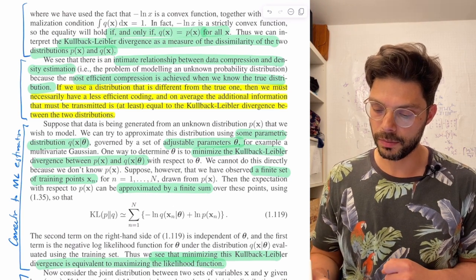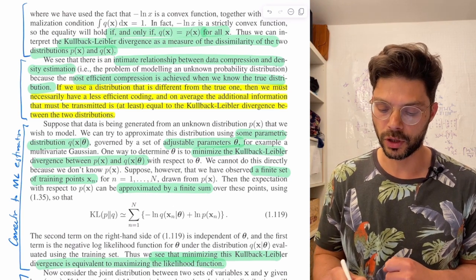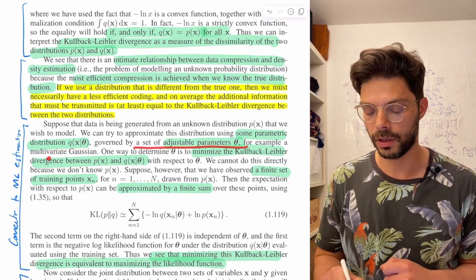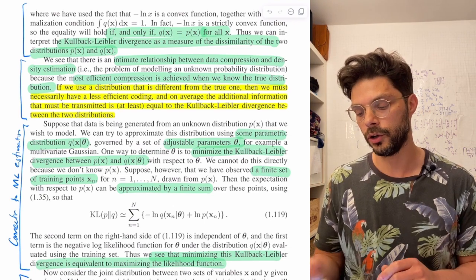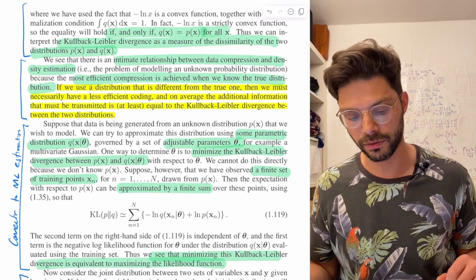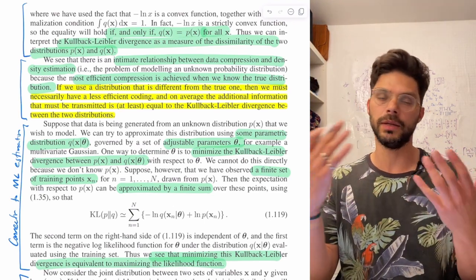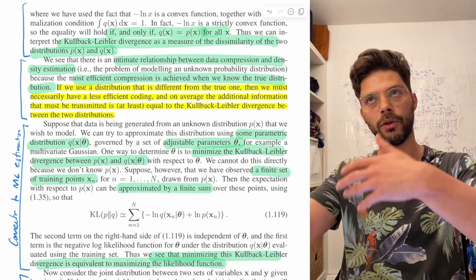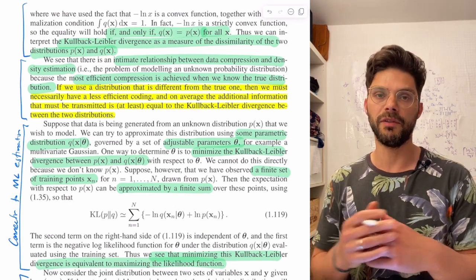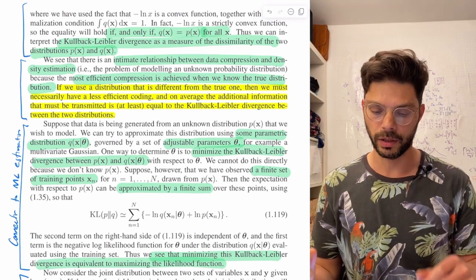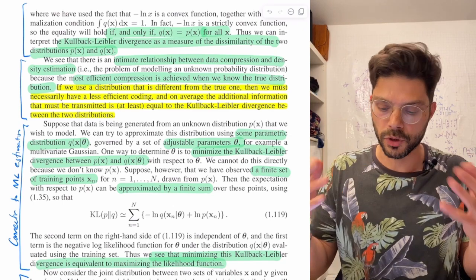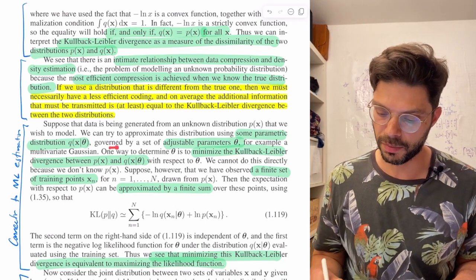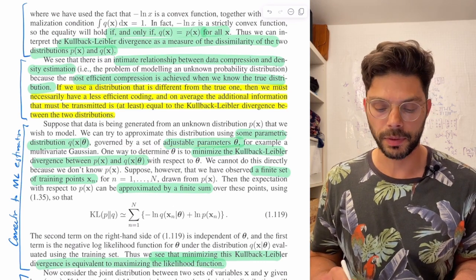We can try to approximate this distribution using some parametric distribution Q of X given theta, governed by a set of adjustable parameters theta, for example, a multivariate Gaussian. You can imagine that for your distribution of photos of faces, there's going to be some mean pixel value for each of the pixels, and then some covariance of how those pixel values relate to each other. Obviously that's a very simplistic model of faces, and it won't capture lots of things, but it might be enough in certain settings.